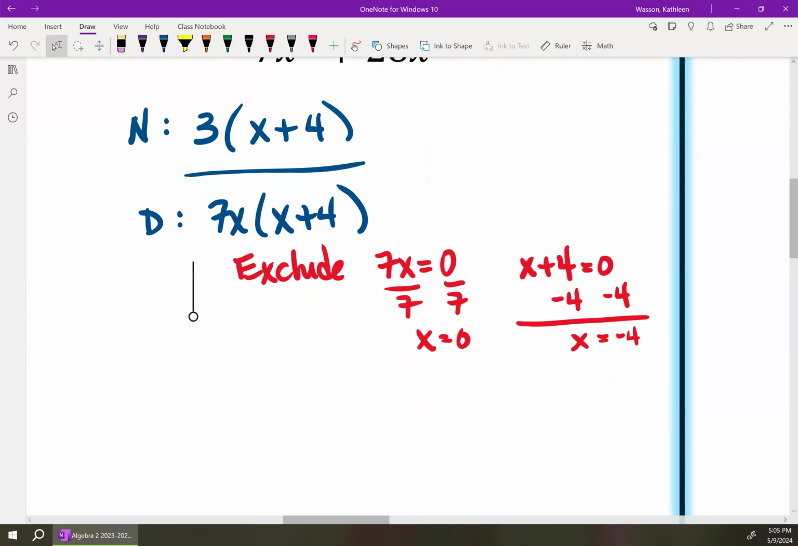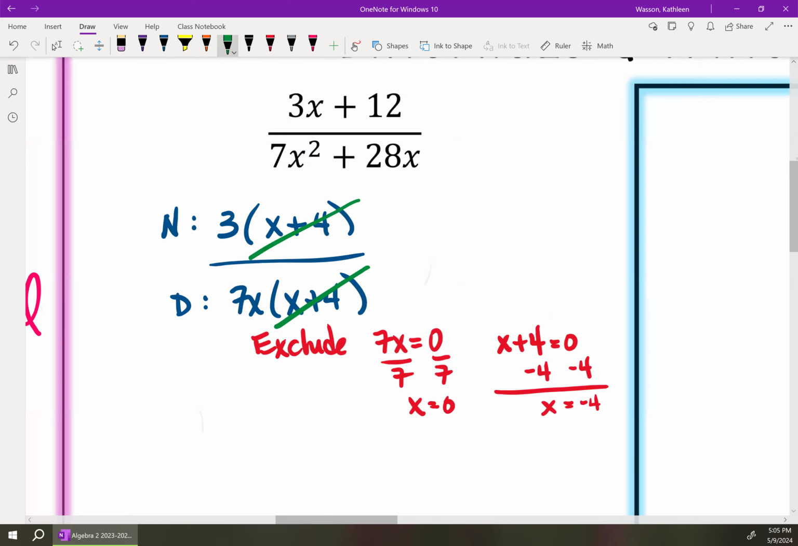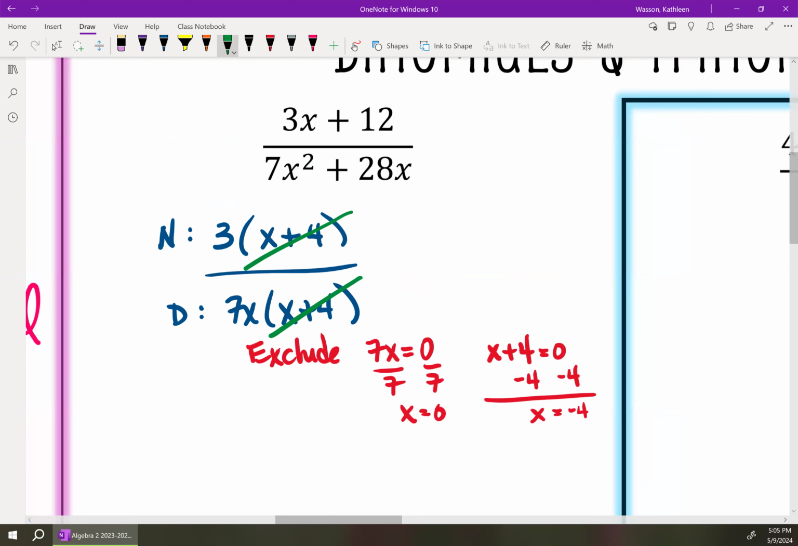Now that I know what values to exclude, I can reduce my fraction by eliminating matching factors. So I can say that 3x plus 12 divided by 7x squared plus 28x is equivalent to 3 over 7x, as long as I do not allow x to be 0 or negative 4.